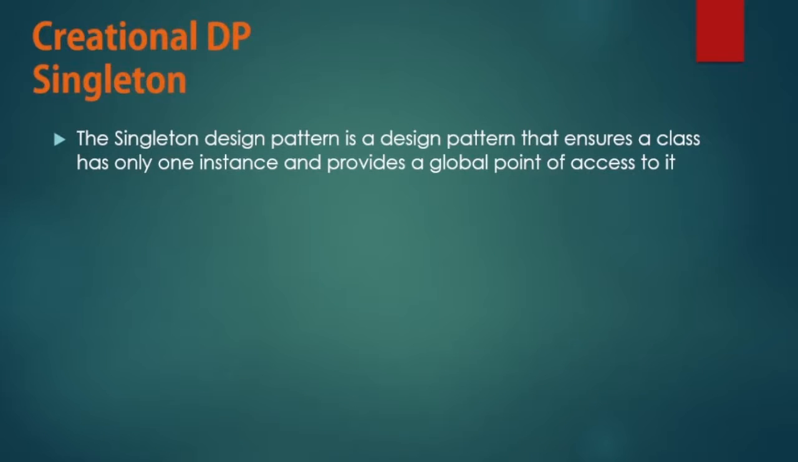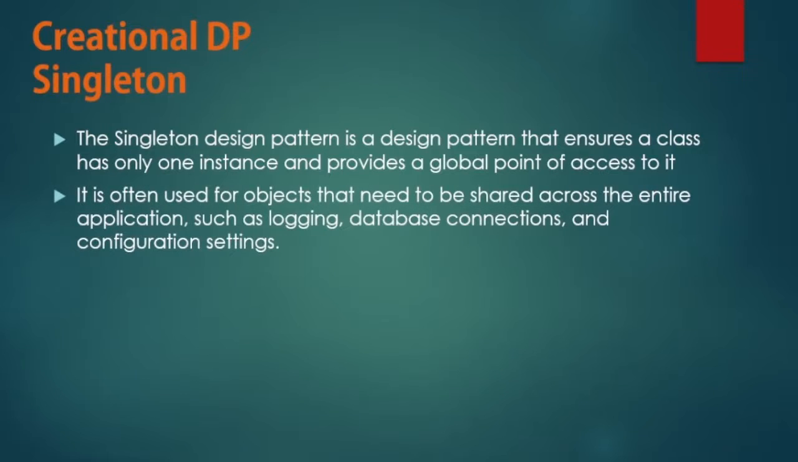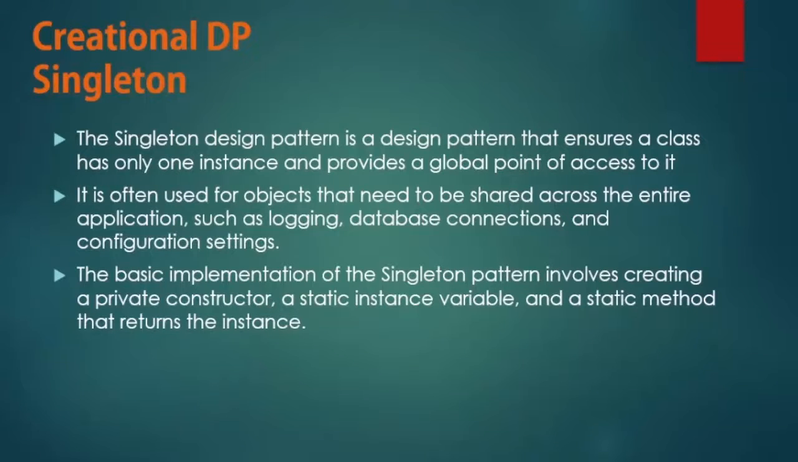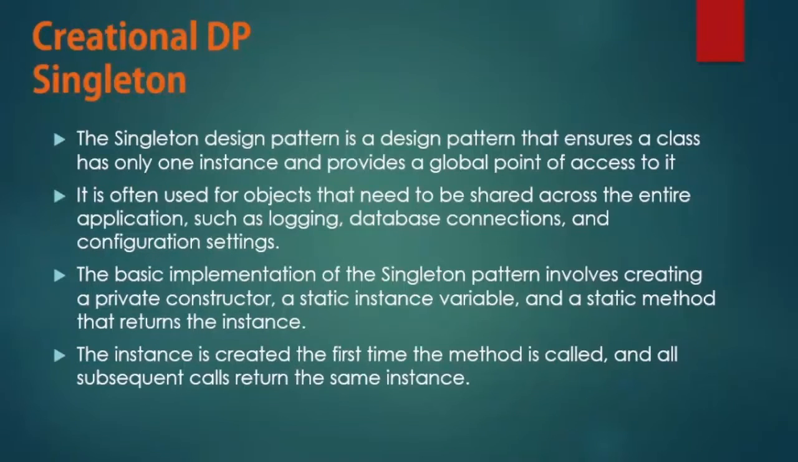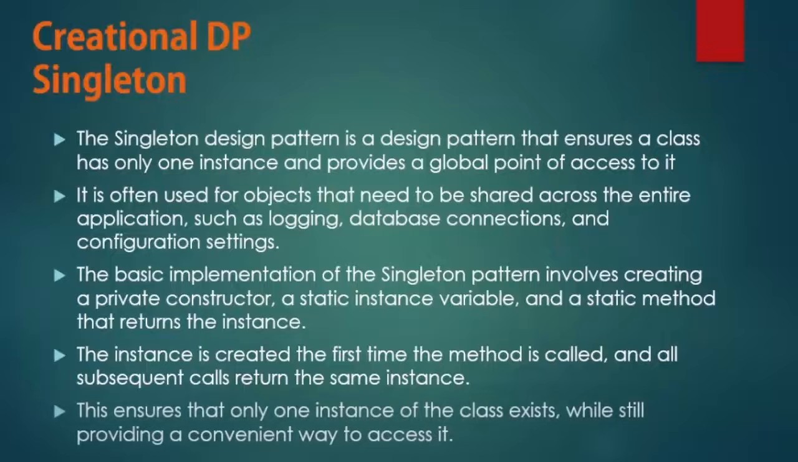The Singleton design pattern is a design pattern that ensures a class has only one instance and provides a global point of access to it. It is often used for objects that need to be shared across the entire application, such as logging, database connection, and configuration settings. The basic implementation of the Singleton pattern involves creating a private constructor, a static instance variable, and a static method that returns the instance. The instance is created the first time the method is called, and all subsequent calls return the same instance. This ensures that only one instance of the class exists, while still providing a convenient way to access it.